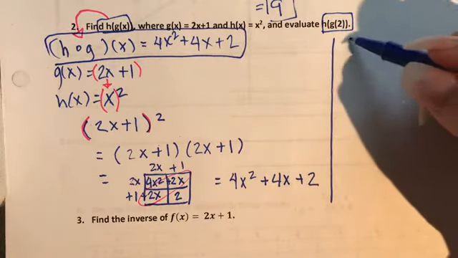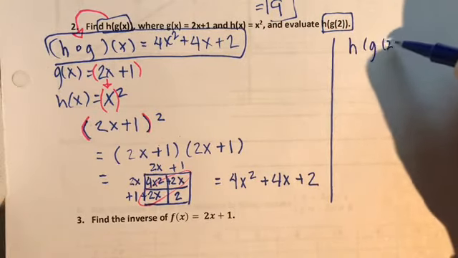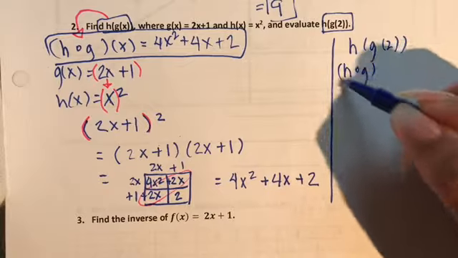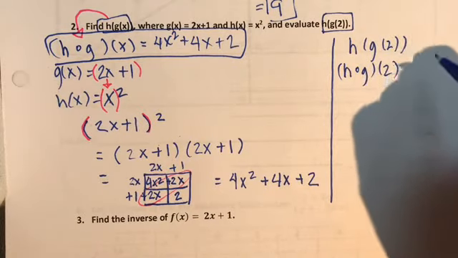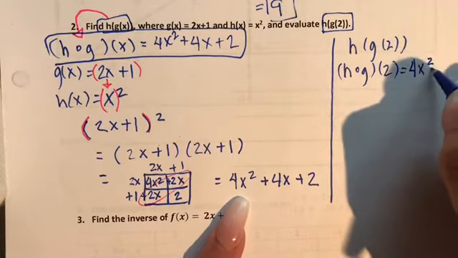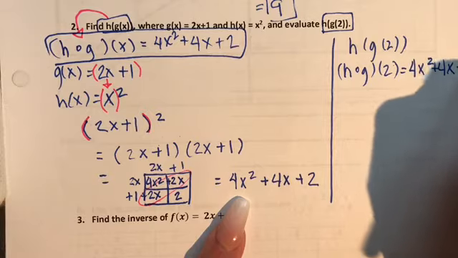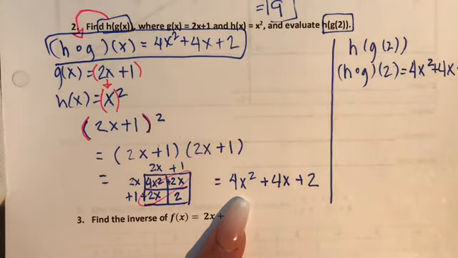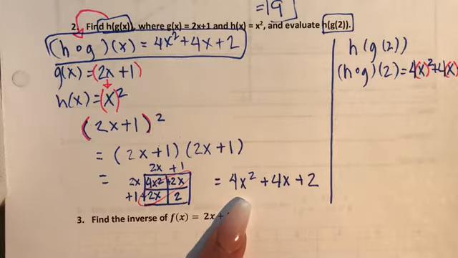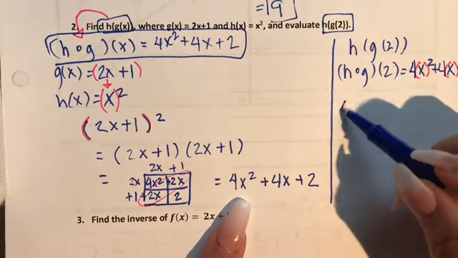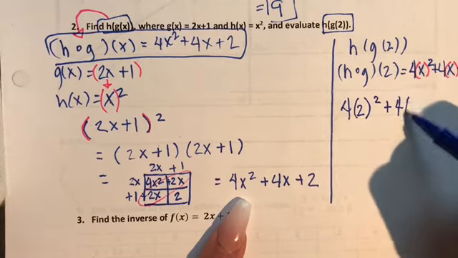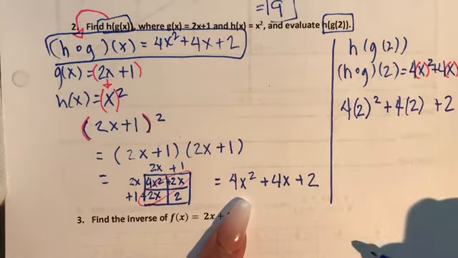So now it's asking us to find h of g of 2, which is the same thing as saying h of g of 2. Alright, and we're going to use this equation, our solution here, to find the answer. So that means wherever I see an x, I'm now going to put that 2. So this is substitution. So you're going to say 4 times 2 squared plus 4 times 2 plus 2.